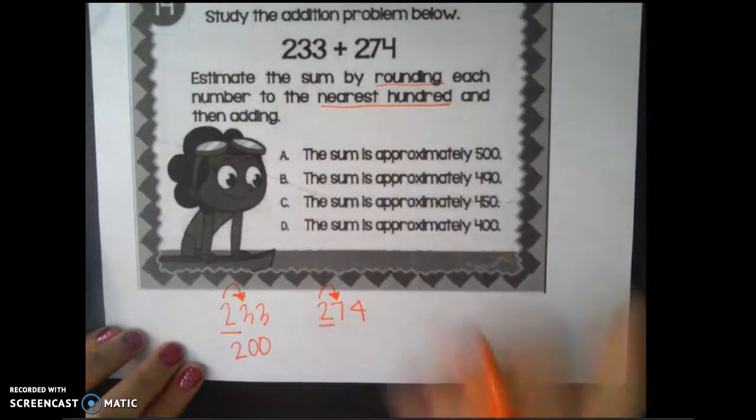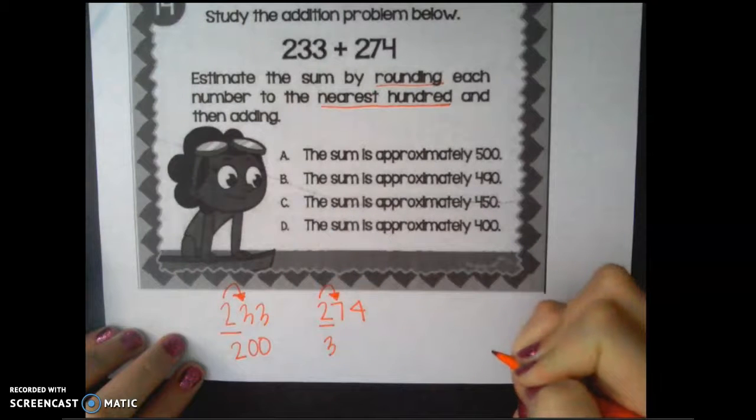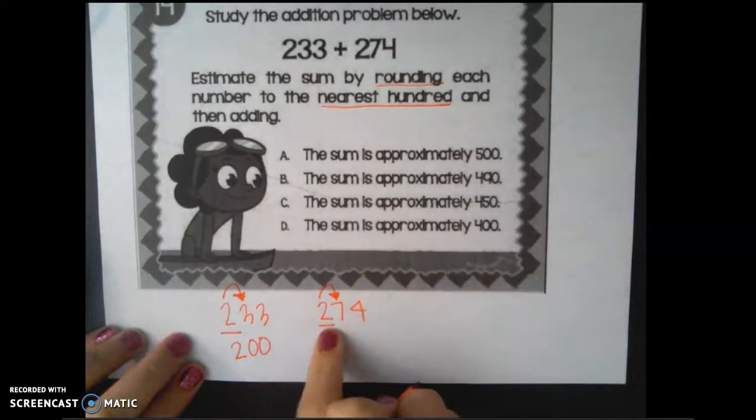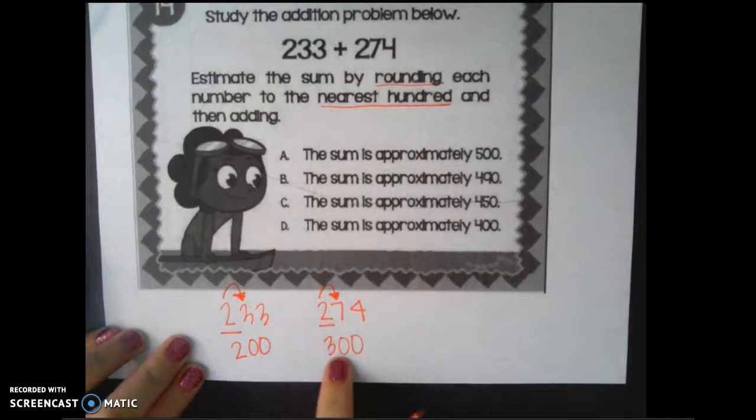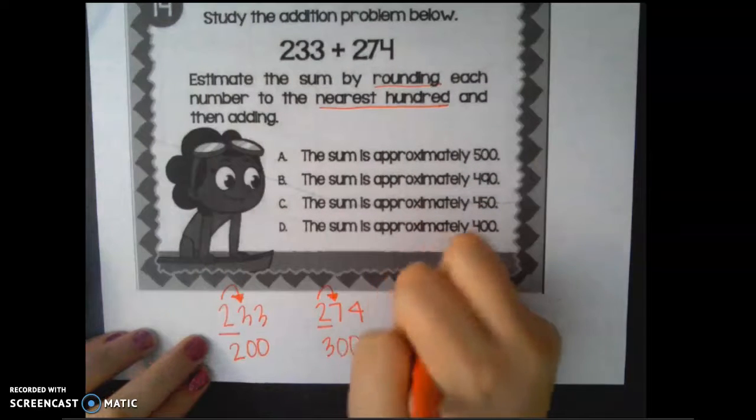My 2 needs to do some work. It's going to go to 3, so 300. Everything after my underlined digit becomes a 0. 274 rounds to 300. Now I'm going to add these two.